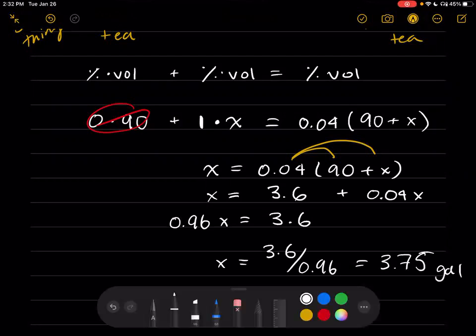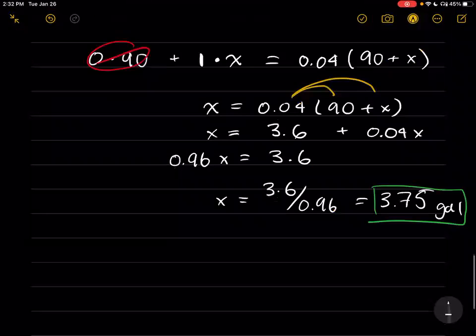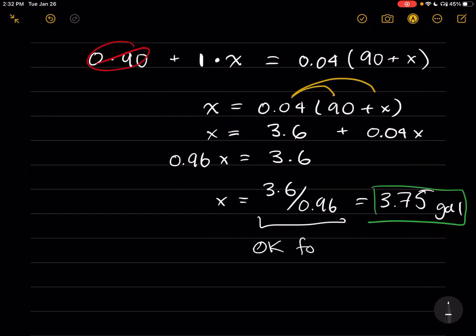So this was the correct answer for that homework problem. Now, if you're on the midterm and you have a mixture problem like that, and you don't know what 3.6 divided by 0.96 is, it's okay to leave it as an unreduced fraction like this for the word problems. So this right here is okay for the midterm.